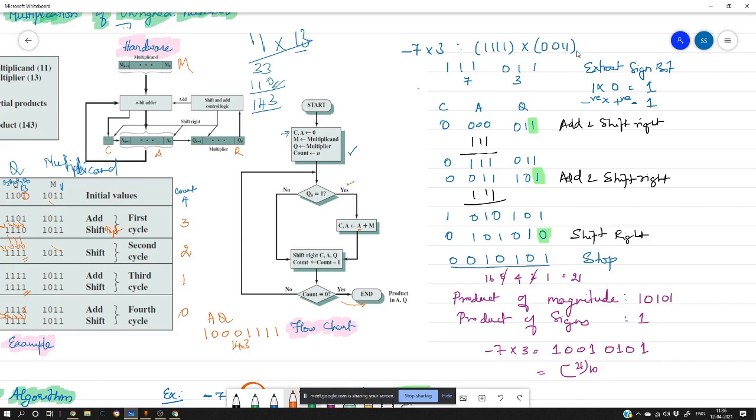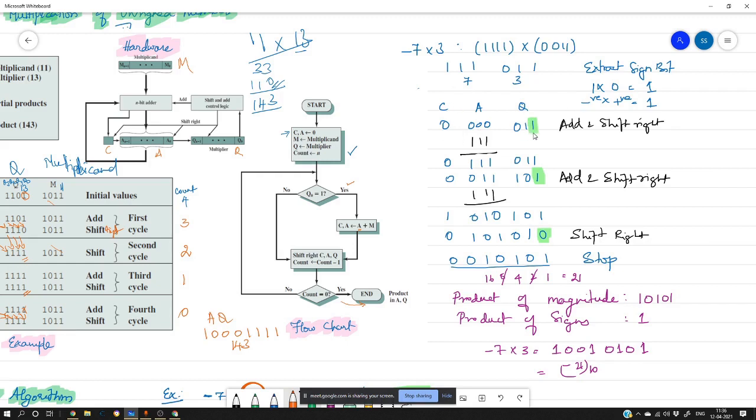So 7 and 3 are unsigned numbers actually. The same set of steps could be followed. So I've taken 0 in the accumulator in order to initialize it, and C is also initialized with value 0, and we have the multiplier 3 in Q, and the multiplicand 7 will be there in M.